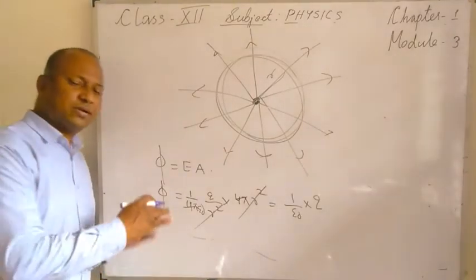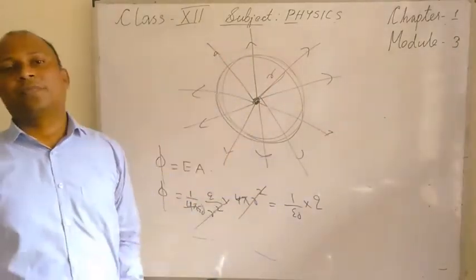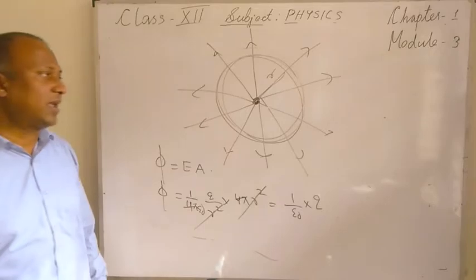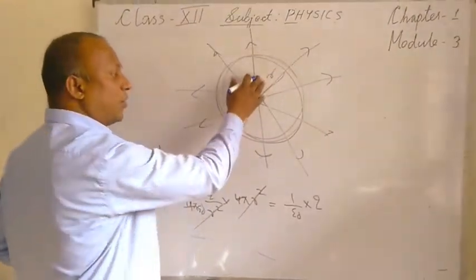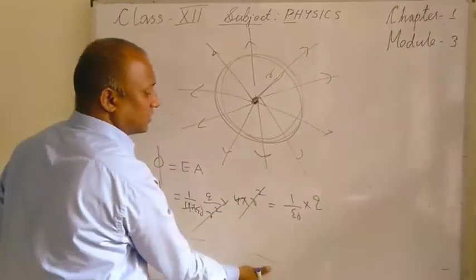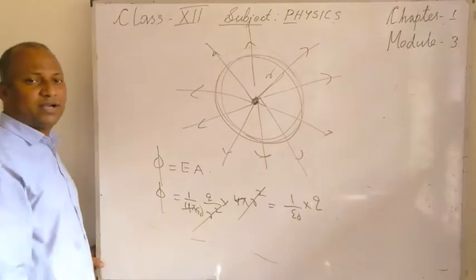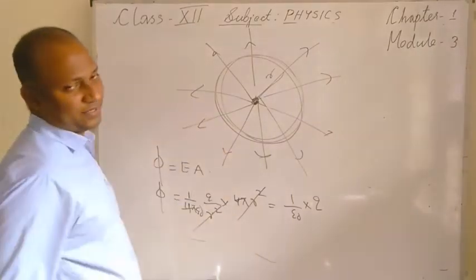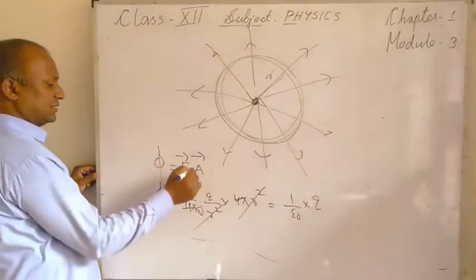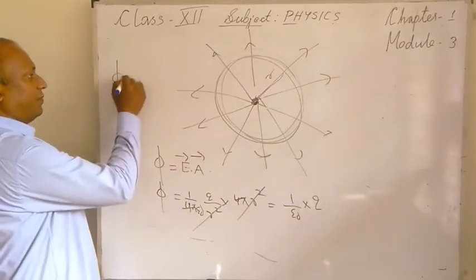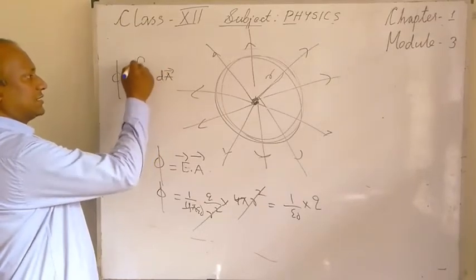But this is not a general derivation. This is especially for a spherical Gaussian surface, a spherical imaginary surface. Because this surface could be a bigger surface, smaller surface, a cuboidal surface, whatever it is. But here I have taken a spherical one, but it is valid for any other surface. Because this formula, we can write it even in this form, E dot dS.